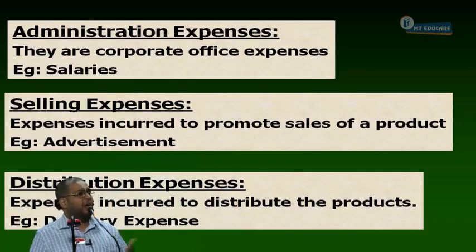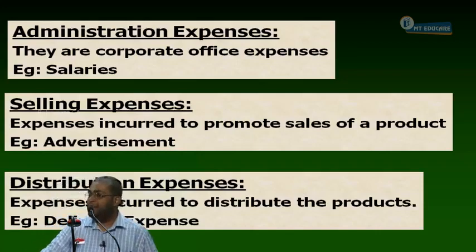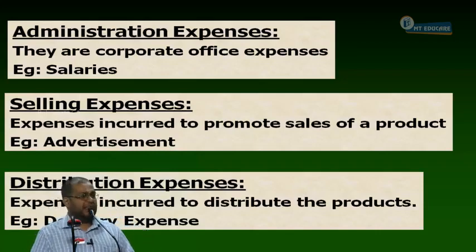So a person is working in the office. He is also working, but his wages are called what wages? Administration wages. Suppose a person is a salesman. What activity is he doing? A selling activity. It becomes a selling cost.